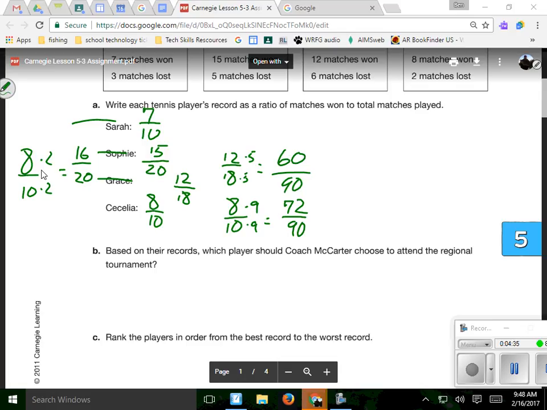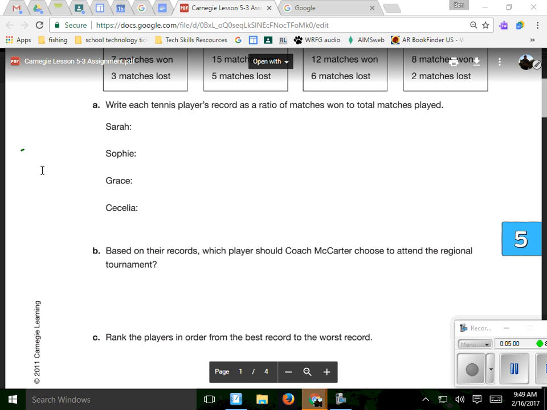C, you have to rank the players in order from the worst record to best record. That means you have to get a common denominator for all of them. If I were you, I would use 180 as my common denominator. Okay? Everybody open it up to the inside.